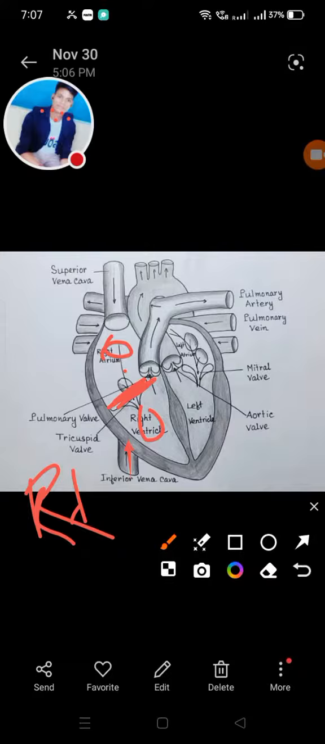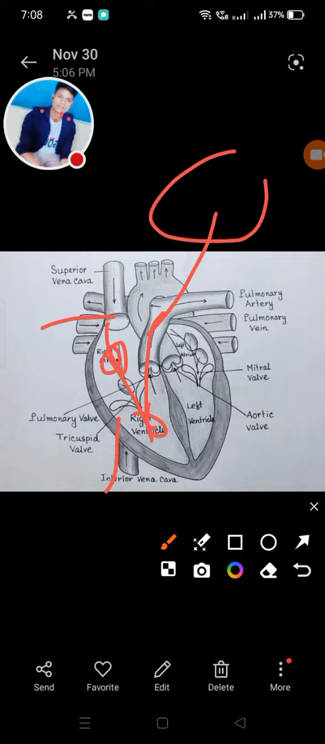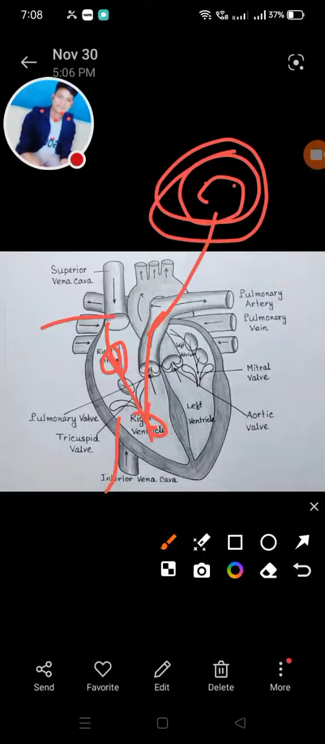Okay, so till this it will be clear. Next, blood will be entering the superior vena cava and inferior vena cava. It is coming to the right atrium and then to the right ventricle. Then the blood goes through the pulmonary artery. Okay, where will it be going? Tell me, comment where it will be going.